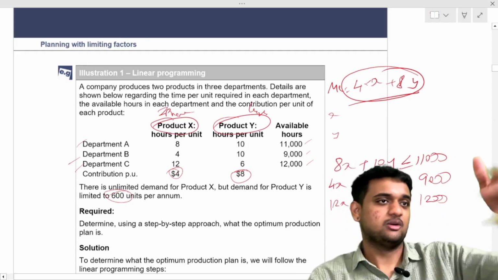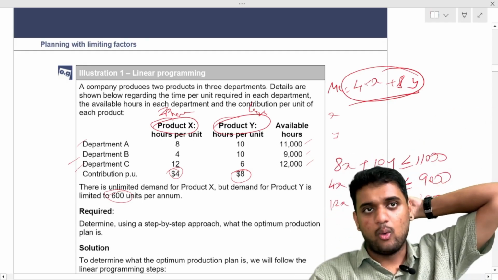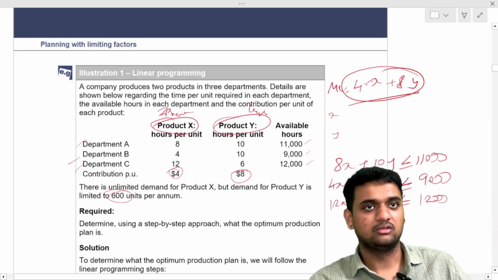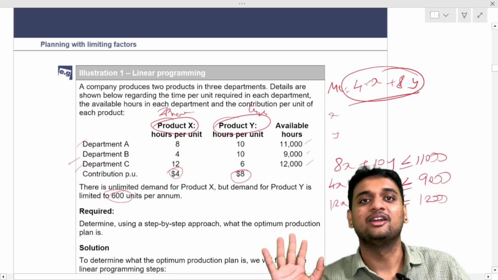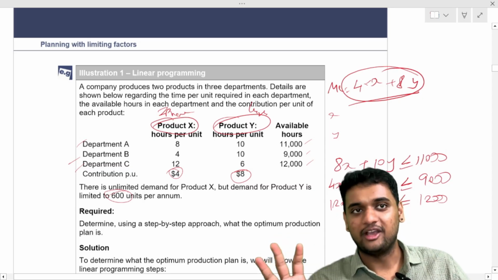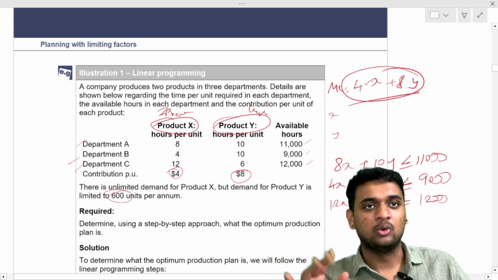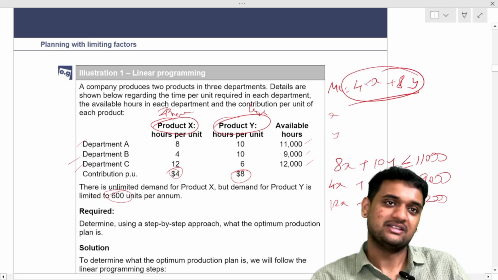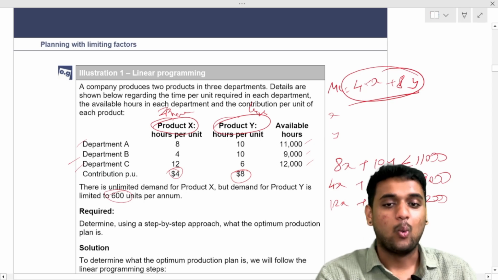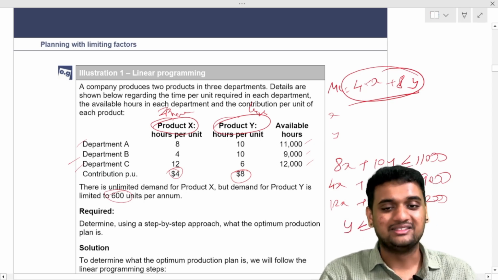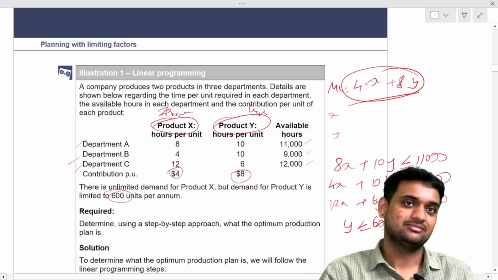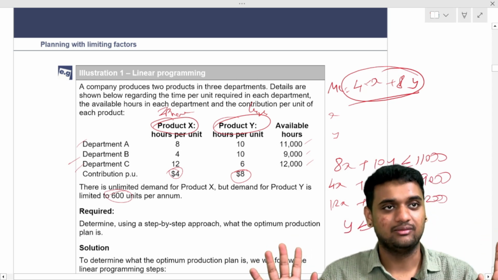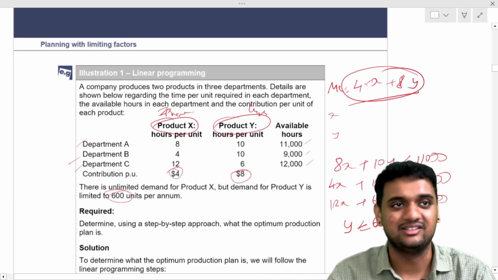X we can produce how much number of units we want, no problem. Y can we produce how much number of units we want? We have to produce only 600 units. Y, make sure you have to produce only 600 units. What might be the equation? Y should be less than or equal to 600. So make sure you produce only less than 600 units of Y.